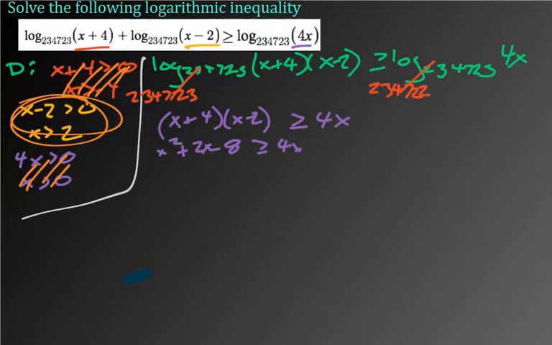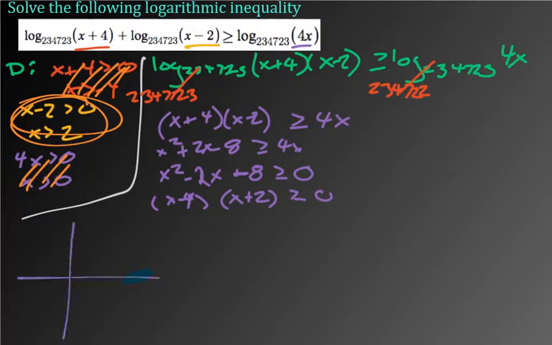Move the 4x over. Oops. It actually factors. And then, same kind of thing as always, I would draw the little picture. You got a root at 4, root at negative 2, doing something like that.